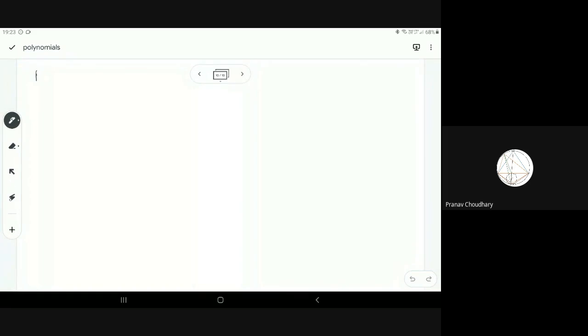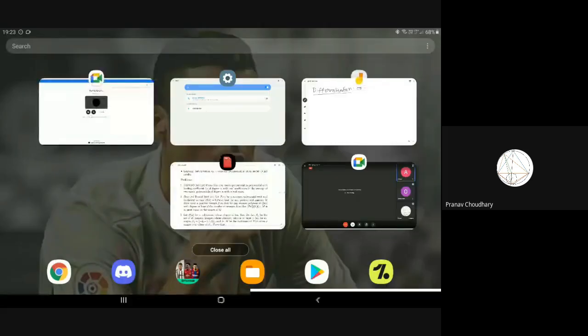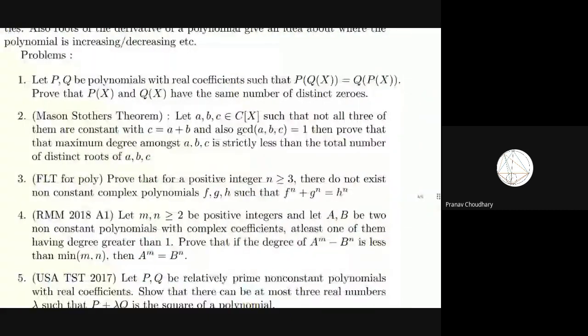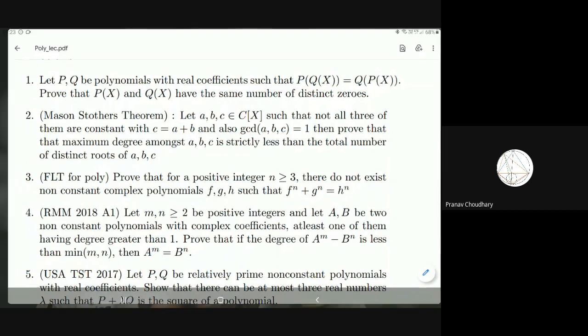Okay. So the next topic I wanted to discuss is differentiation, right? Last class we used differentiation to unwrap values while solving polynomial equations. Today we will use it for a broader purpose. So the first problem I want to show is problem 2, Mason-Stothers theorem. I'll just tell you the problem first.